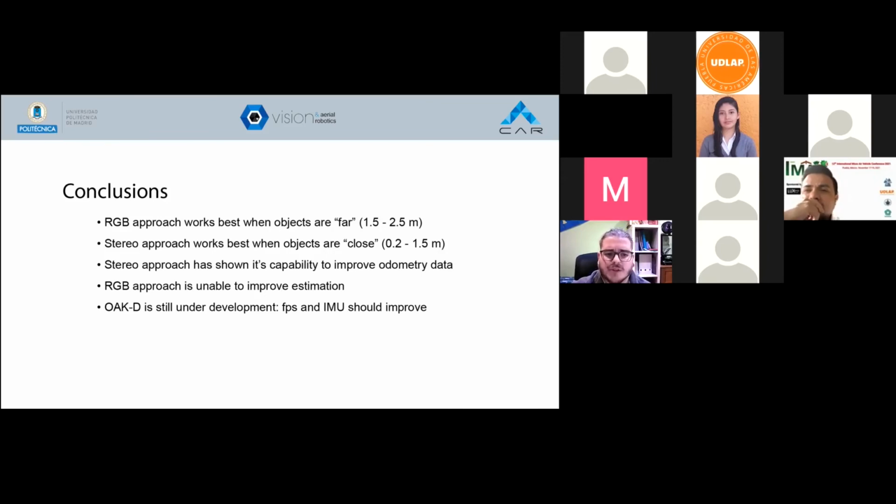Also, the stereo approach has shown its capabilities to improve the odometry data, while the other method is unable to improve the estimation. The main reason for this, although we didn't use very difficult objects, is that in the RGB approach we are using a higher resolution image, and we are also computing the whole depth map of the image. That means that the computational load is higher, and the FPS drops quite significantly.